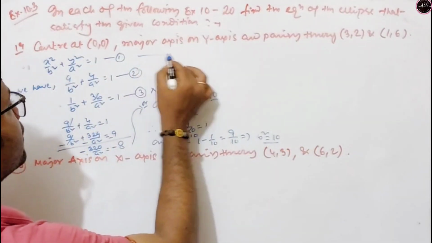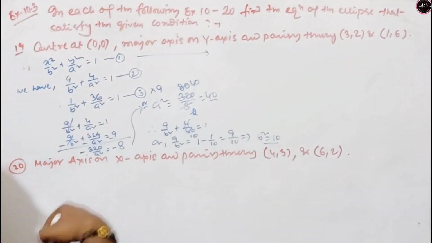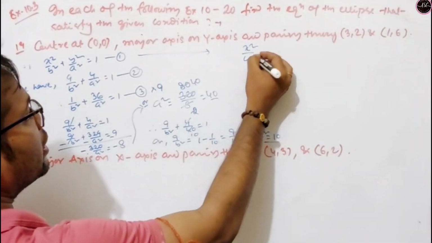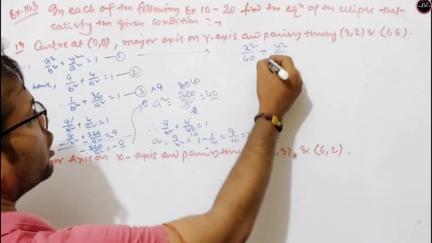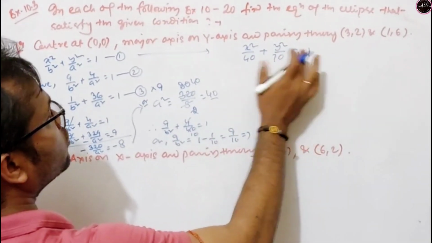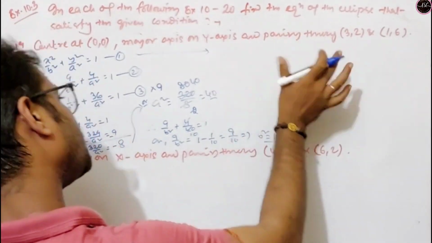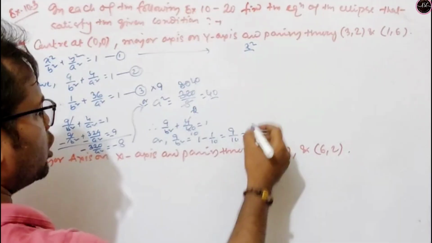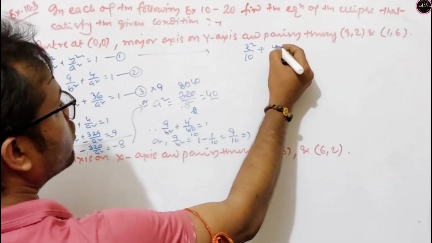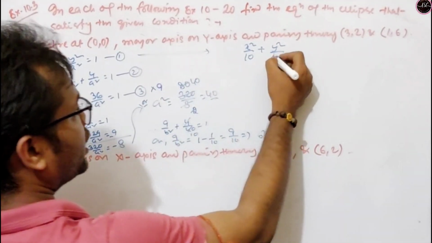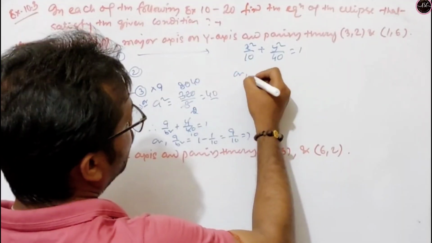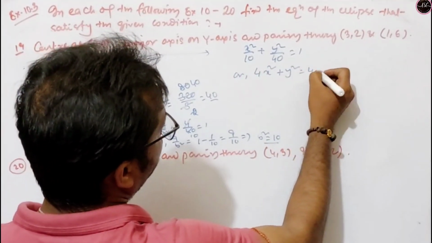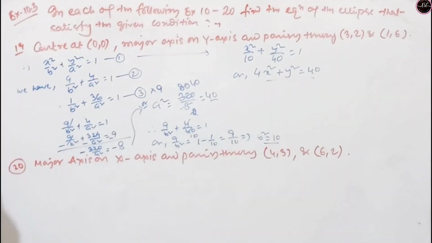Okay, then put the value of a square and b square in equation 1. We have x square divided by b square equal to 10 plus y square divided by a square equal to 40 equal to 1. Or this can be written as 4x square plus y square equal to 40. Okay, this is the required equation.